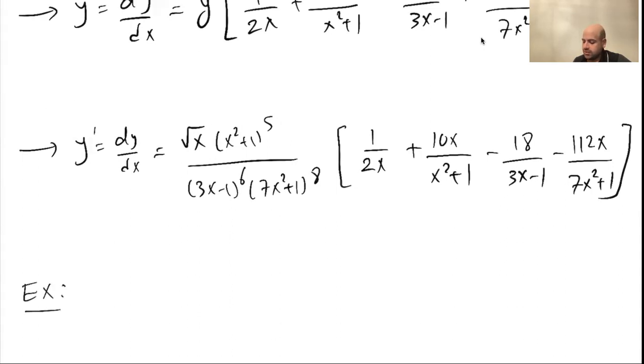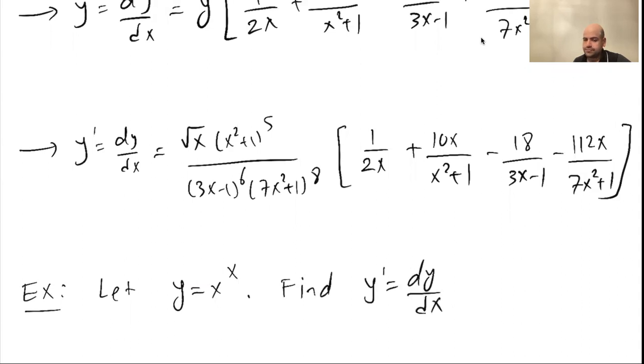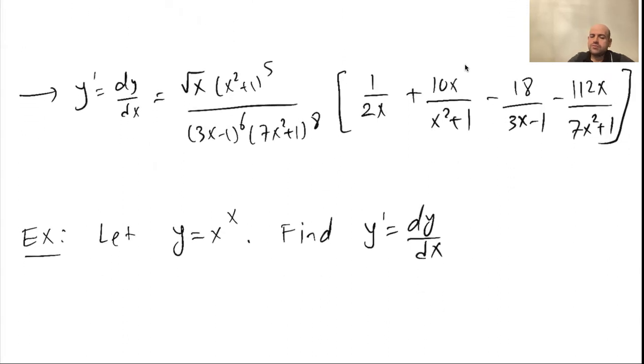Let's look at another example. Let y equals x to power x. Find y prime, dy over dx. Okay, so normally in the functions that we saw before, the variable x either appeared in the base or in the power. So it's very important. It's a little bit tricky. Let me write here a note.